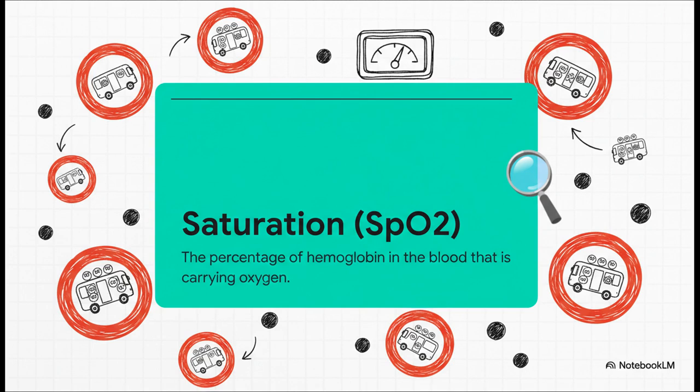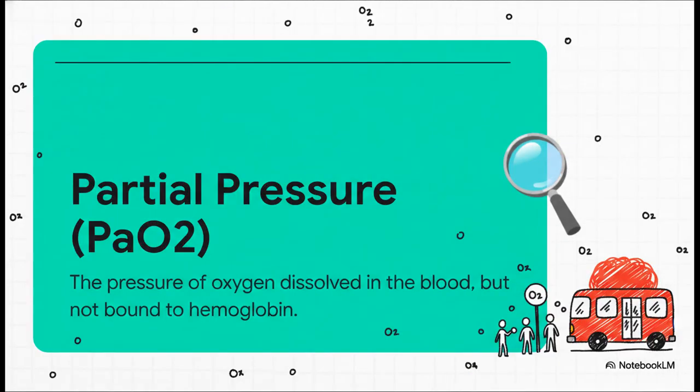The best analogy is to think of each hemoglobin molecule as a little four-seater bus. Saturation just tells us, on average, how full those buses are. Are they 98% full, 90% full? That's saturation. And then we have partial pressure, or PaO₂.